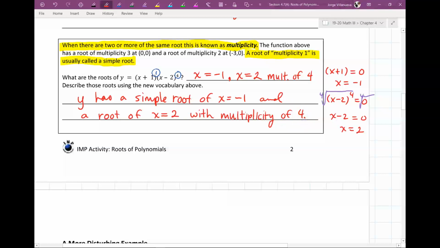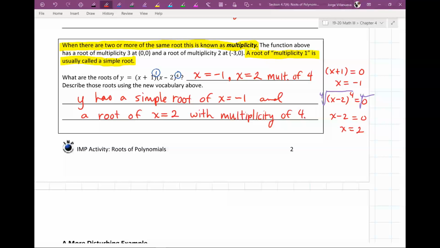They just want you to use the right wording. Okay, if you don't call it a simple root, you're not going to get it wrong. But they just want you to know this is what it's called. A simple root only occurs once. Anything that occurs more than once, we say it has multiplicity, because it occurs multiple times. That's why they call it multiplicity.